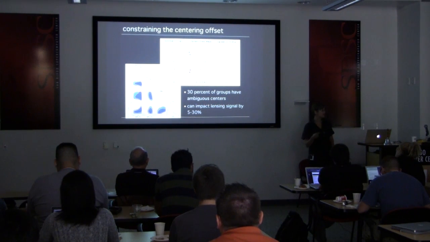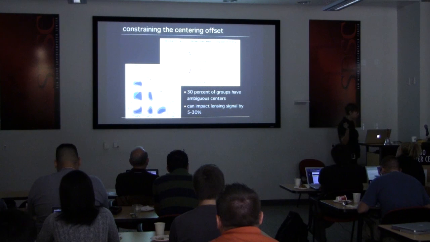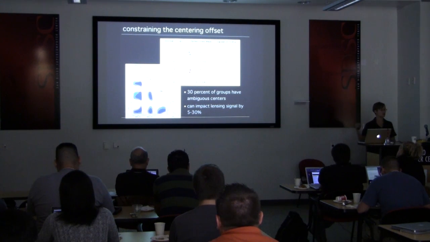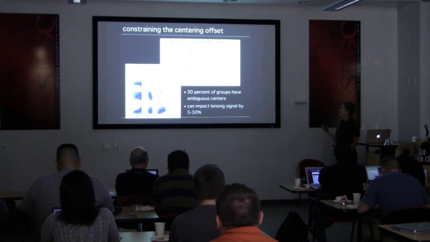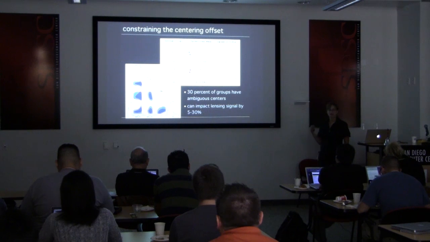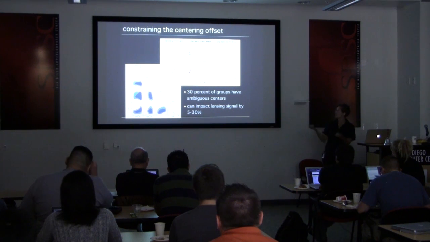In many cases, it's easy to tell what's going on. In this case, the entire set of groups, this is small, deep data where we also have X-ray measurements. And so there's about 130 groups in this system, and you can determine whether the X-ray center is in the same place as the brightest cluster galaxy, for example. And there's about 30% of the cases where you just can't tell.